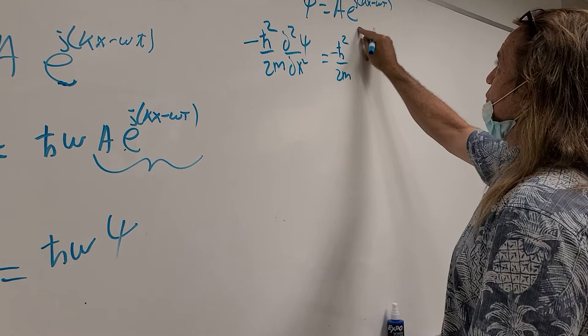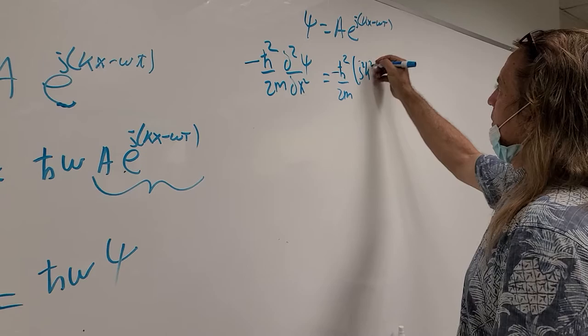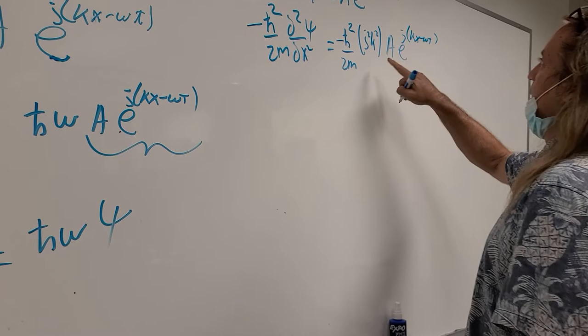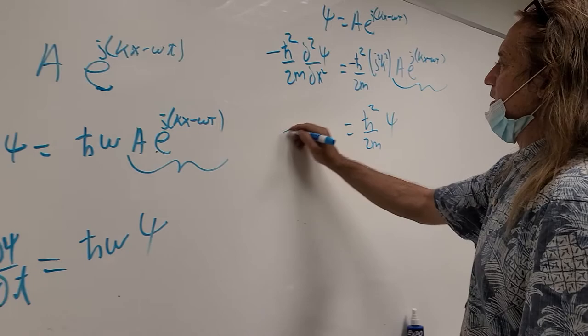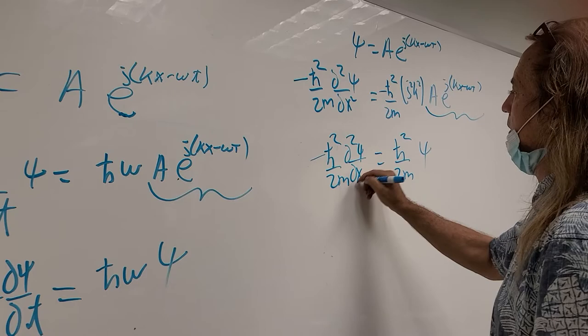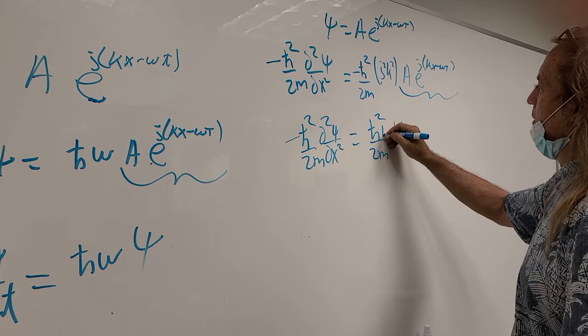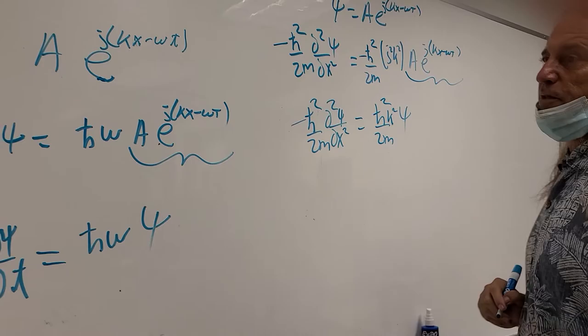If I take the derivative of this twice with respect to x, I'm going to get j squared k squared A e to the j(kx minus omega t). And this j squared is minus 1, but it's that composite. So this is going to be h bar squared over 2m times... and this thing here is just psi again. So I see minus h bar squared over 2m second derivative of psi with respect to x gives me minus h bar squared. Oh, this is k squared. H bar squared k squared over 2m times psi back, which is going to give me this term times psi.